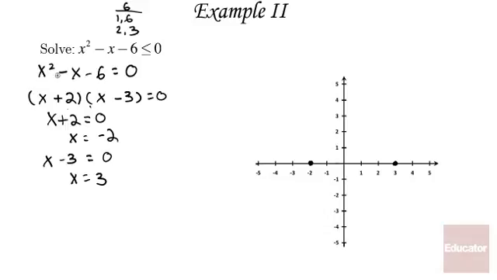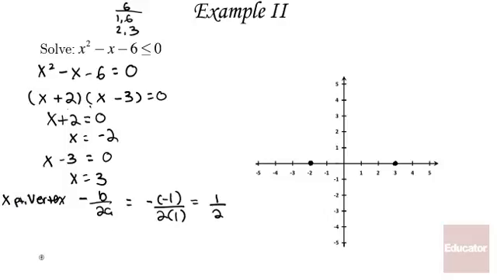And I'm going to go ahead and find the vertex. That's negative b over 2a is the x value for the vertex. And that's going to give me negative, and b is negative 1, over 2, and a is 1. So that equals 1/2. So the vertex is at 1/2. Now to find the y value for the vertex, so x equals 1/2, substitute that in to find y.